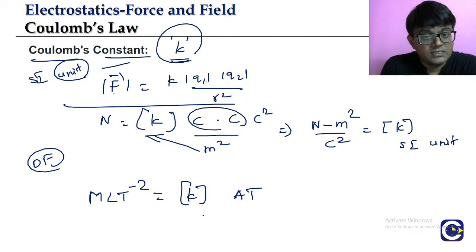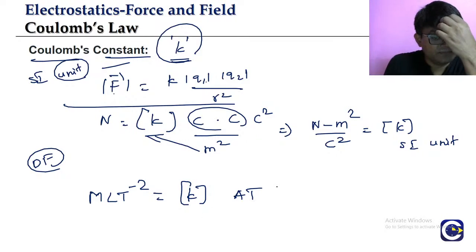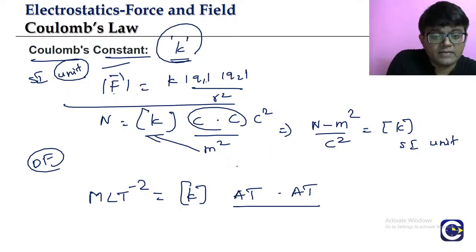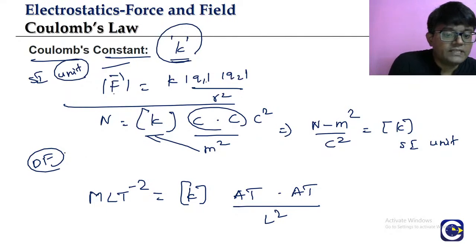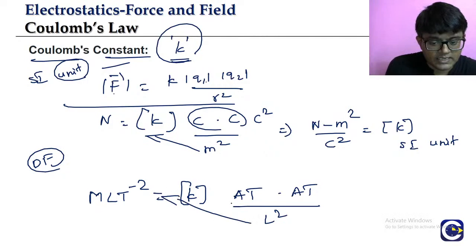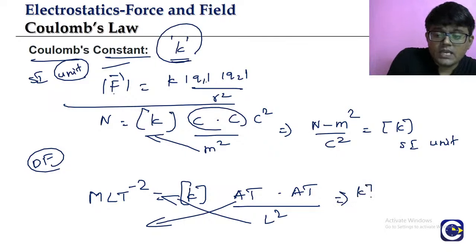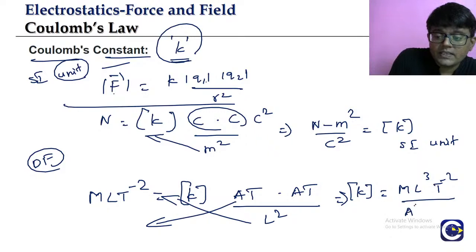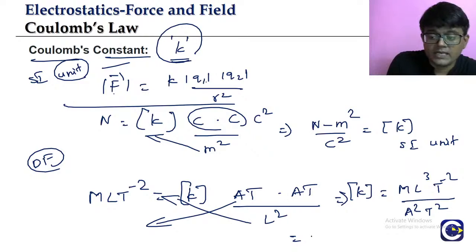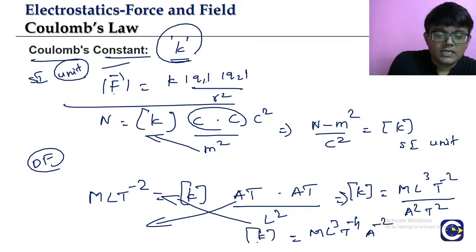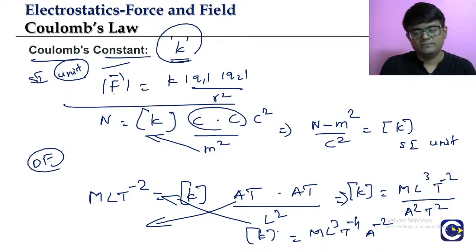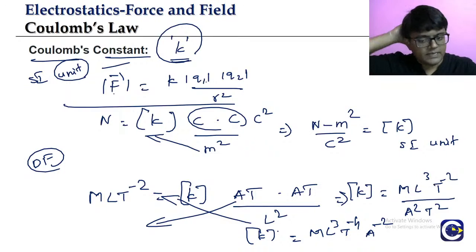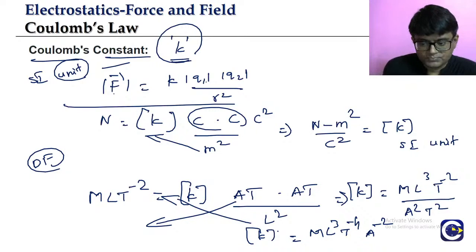Here A is the dimensional symbol for current and T is the dimensional symbol for time. One more charge means one more A into T, divided by r square. R represents distance, a length, so L square comes. We take everything to the left hand side, so this goes to the numerator. The dimensional formula of K will be equal to M L cube T power minus 2 divided by A square T square. Simplifying, we get M L cube T power minus 4 A power minus 2. This is the dimensional formula for Coulomb's constant K. So check it: M L cube T power minus 4 into A power minus 2.